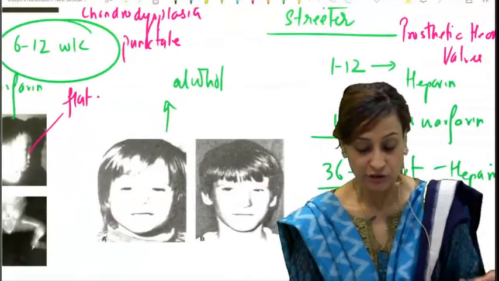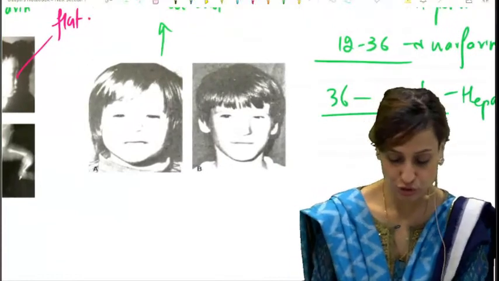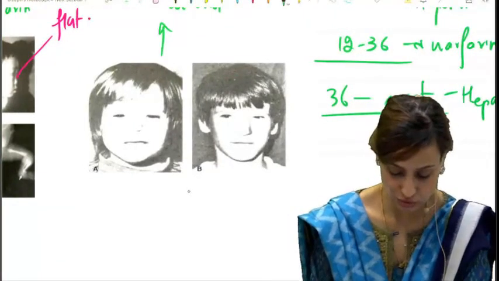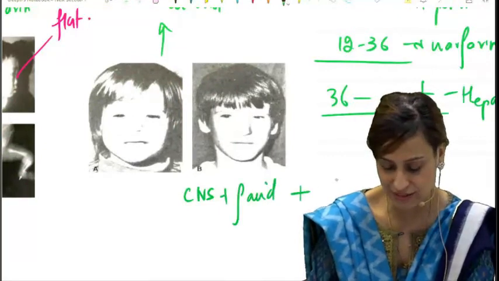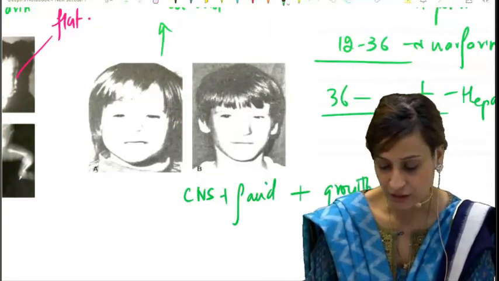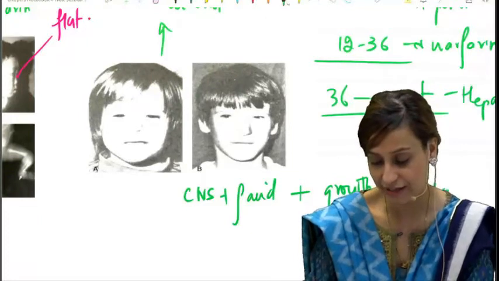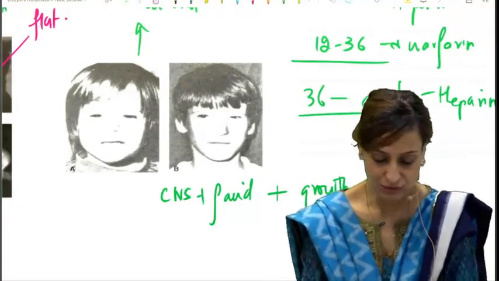For fetal alcohol syndrome, you should know that there is a triad. There are going to be certain CNS findings, there are going to be facial features, and there is going to be growth restriction, right? So that's the triad of fetal alcohol syndrome, and the typical facial features is what we are trying to show here.